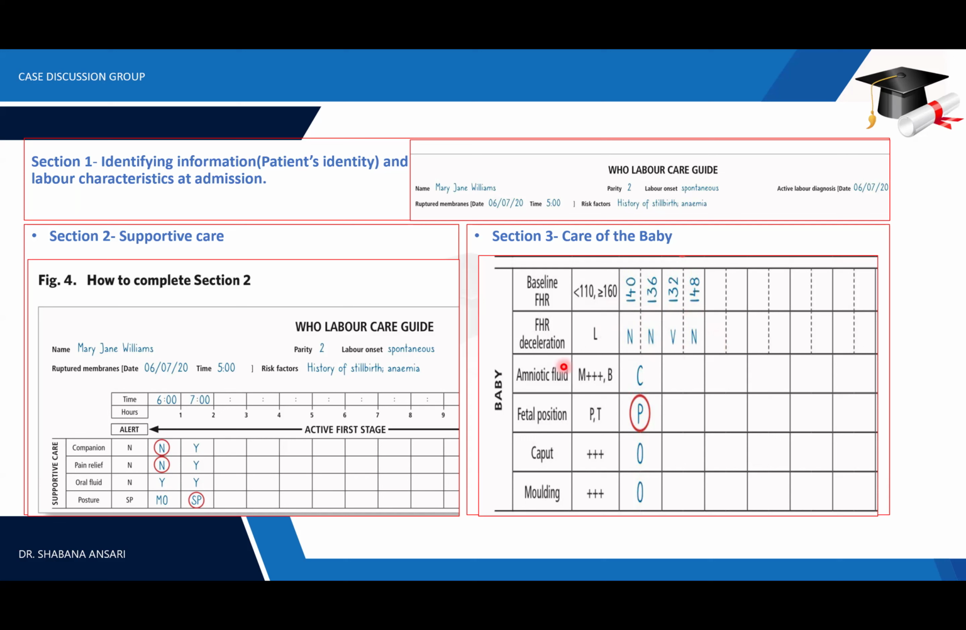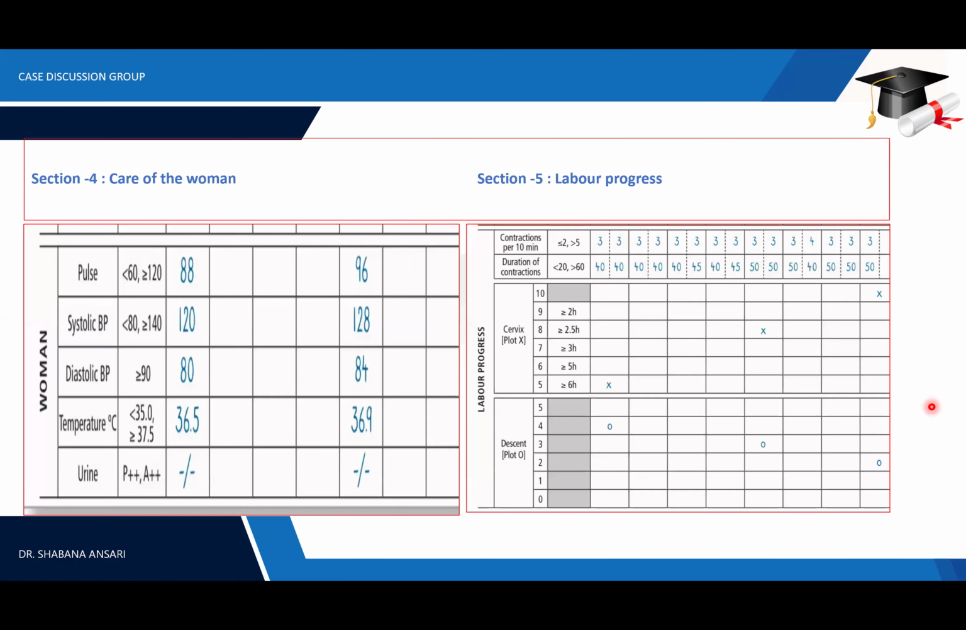Yes. What about amniotic fluid, fetal position, caput, and molding? How will you do this? Hourly? Four hourly. Because it will be when we are doing the vaginal examination, only then we are going to fill it. And if labor is progressing well, then we are going to fill it every 4 hourly. Okay? No confusion until here? At the end, I will revise all the sections again.